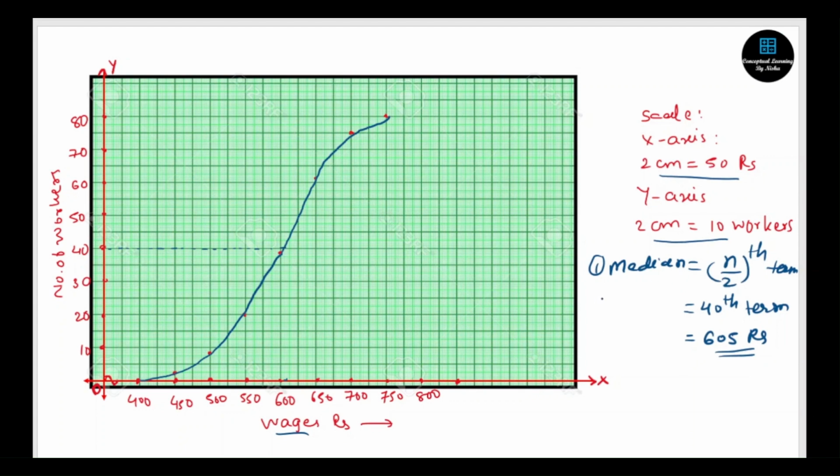Now you have to find the lower quartile. Lower quartile is nothing but the Q1 value. Q1 equals the n upon 4th term, right? So we'll get the 20th term, and just by observing the graph, what do we get? The 20th term over here, and this is very straightforward. It is 550. Very simple. So Q1 is 550 rupees. We got this.